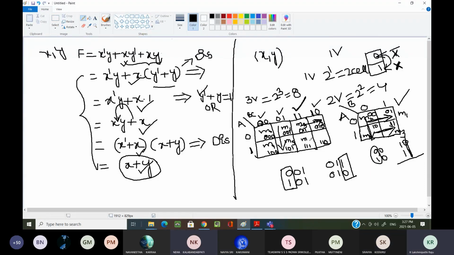M7. What is the next one? M6. Very good. I hope you are understanding. Now, another way we can see the same point.